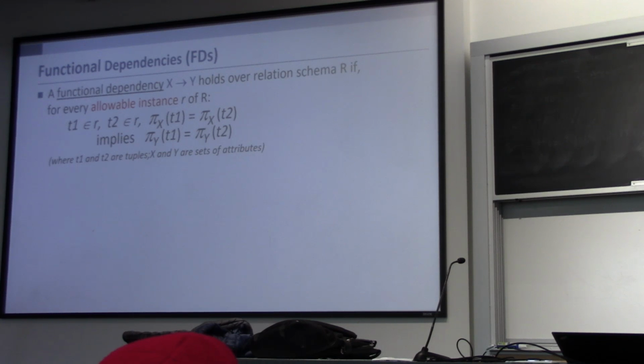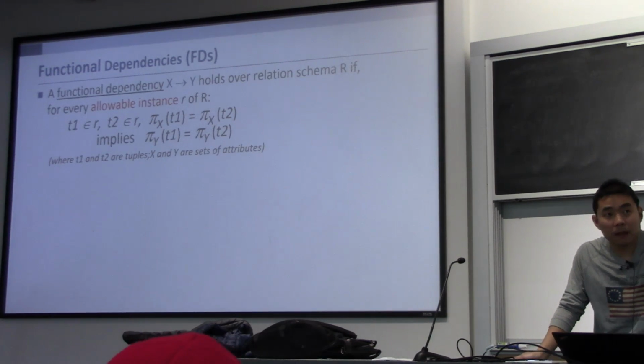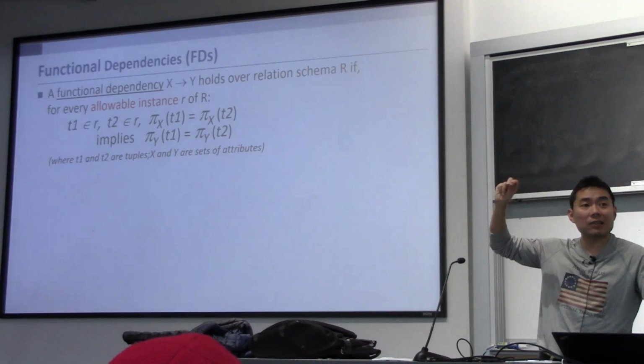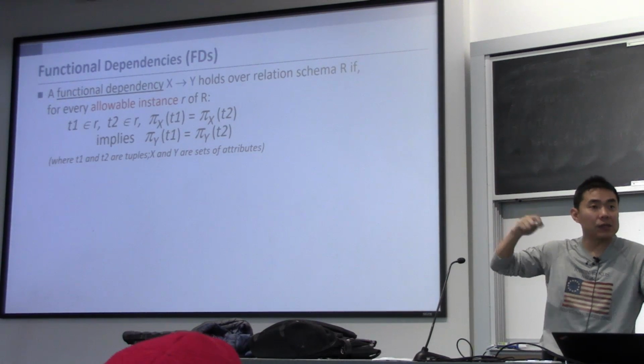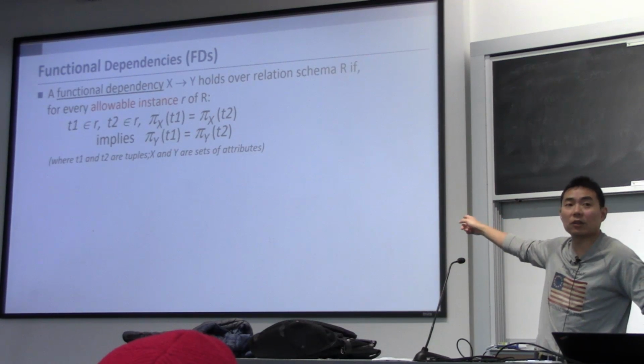Does X have to be a key or something? No, it doesn't have to be the key. So I will give you some examples. Okay? So X doesn't have, that's actually a very good question. Neither X nor Y have to be a key of your schema. In some cases, you may have non-key attribute that this still holds.